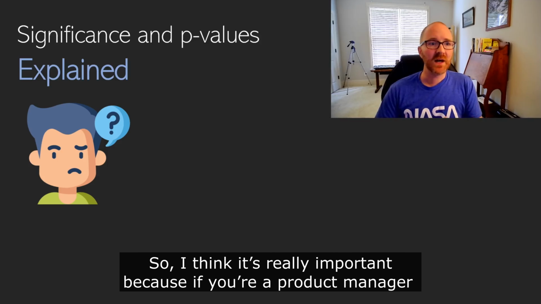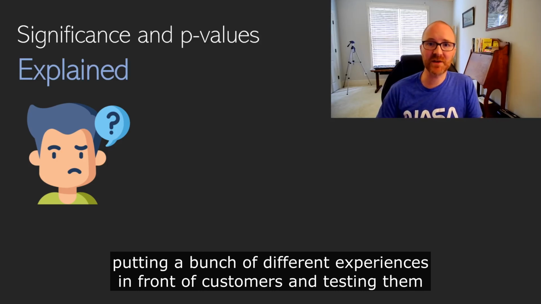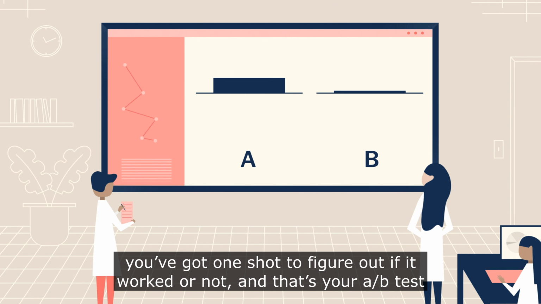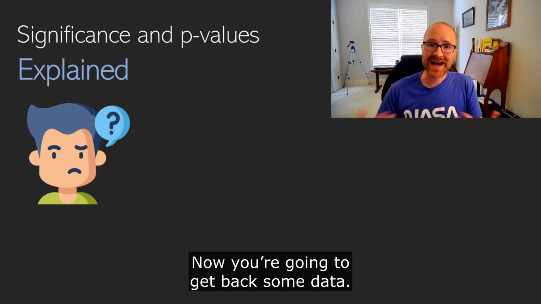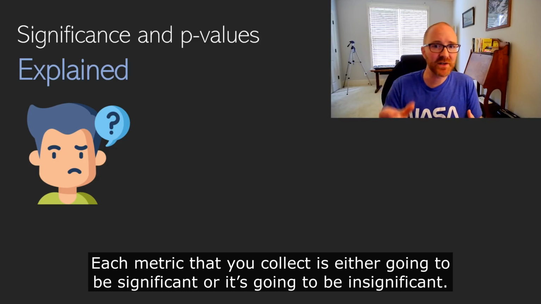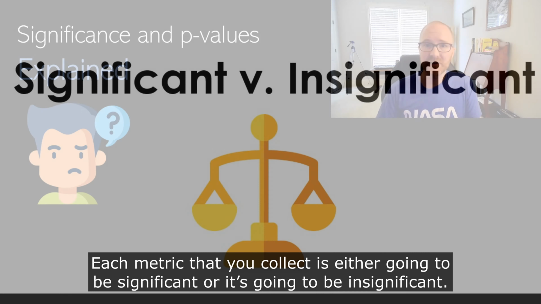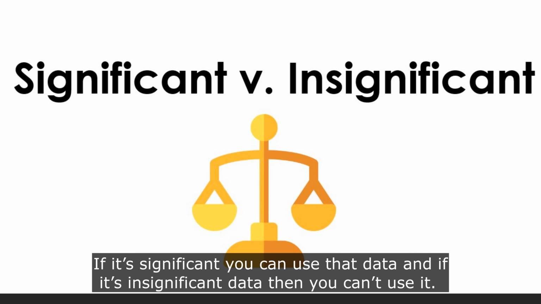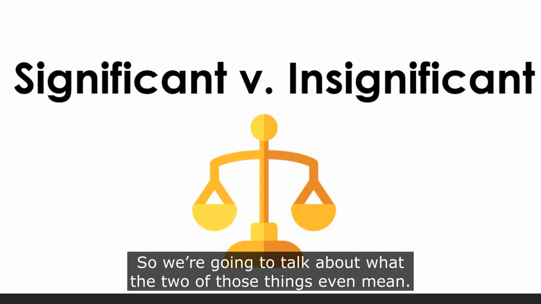I think it's really important because if you're a product manager putting a bunch of different experiences in front of customers and testing them, you've got one shot to figure out if it worked or not, and that's your A/B test. Now you're going to get back some data. Each metric that you collect is going to either be significant or insignificant. The difference is huge. If it's significant, you can use that data, and if it's insignificant, then you can't use it. So we're going to talk about what the two of those things even mean.